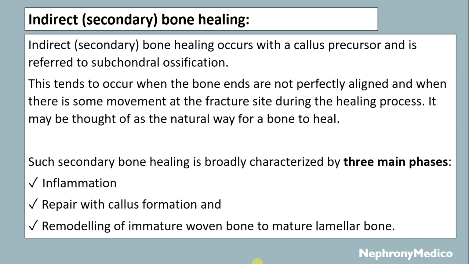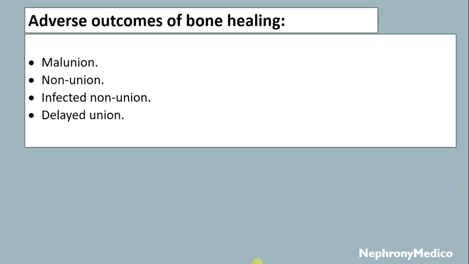Such secondary bone healing is broadly characterized by three main phases: inflammation, repair with callus formation, and remodeling of immature open bone to mature lamellar bone. Now, adverse outcomes of bone healing include malunion, non-union, infected non-union, and delayed union.